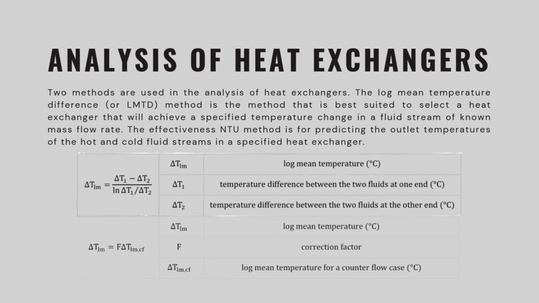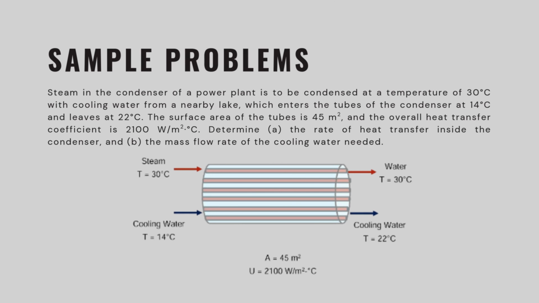For the first sample problem, we have steam in the condenser of a power plant that is to be condensed at a temperature of 30 degrees Celsius with cooling water from a nearby lake, which enters the tubes of the condenser at 14 degrees Celsius and leaves at 22 degrees Celsius. The surface area of the tube is 45 square meters, and the overall heat transfer coefficient is 2100 watts per square meter degree Celsius.